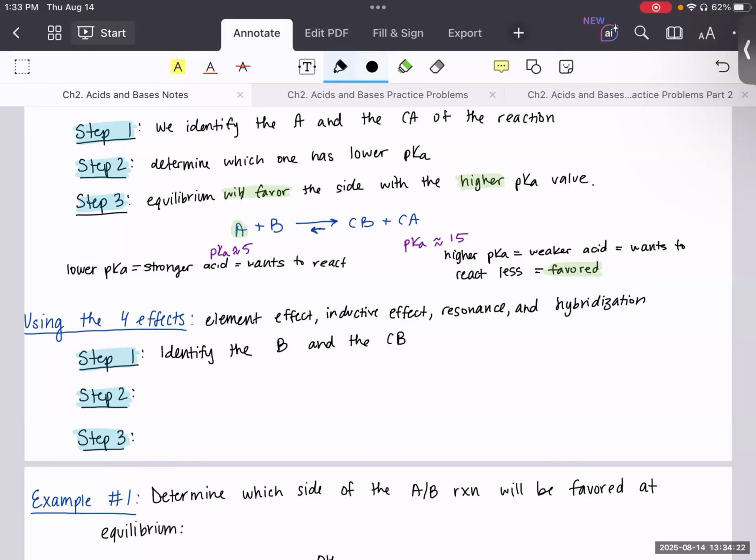Next, we're going to determine if the base or conjugate base is more stable. And I'm going to highlight here, stable is not the same as strength. Being more stable means you're weaker. It means that you are happier the way you are. You don't want to react. You want to stay exactly as you are.